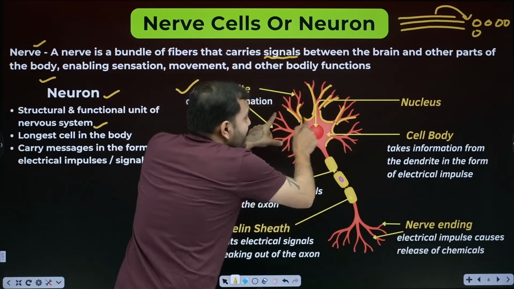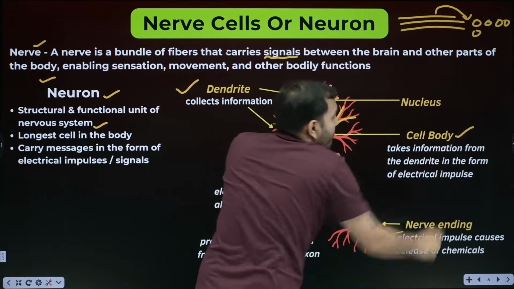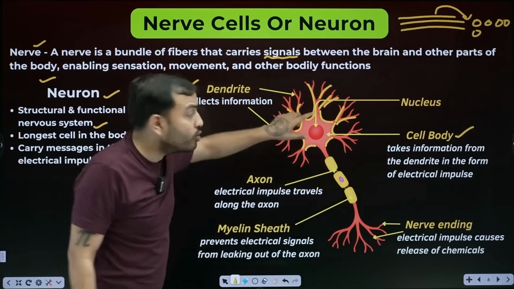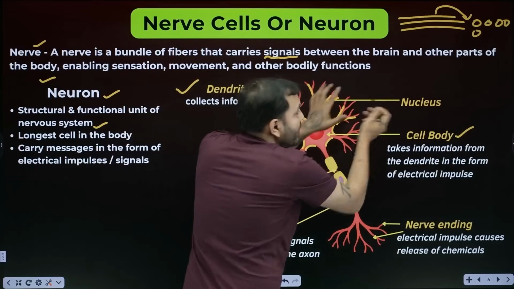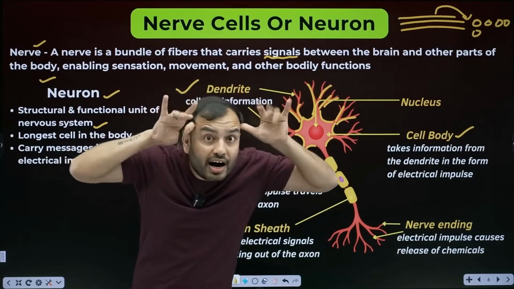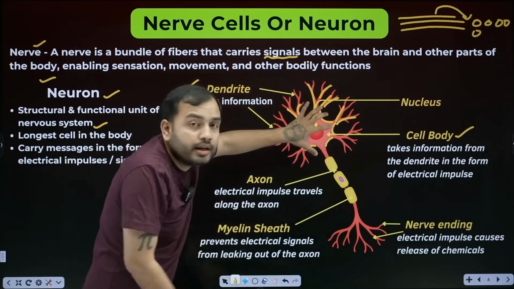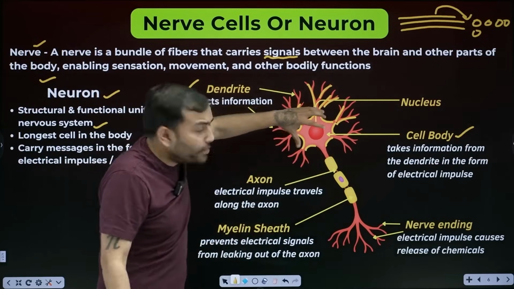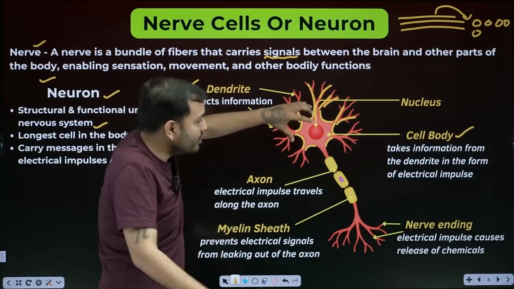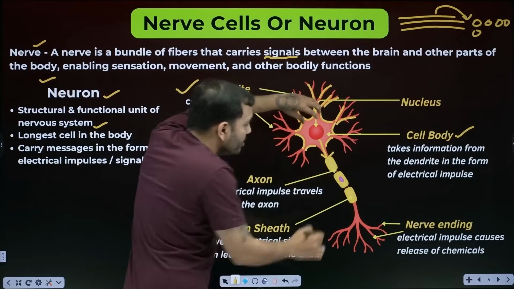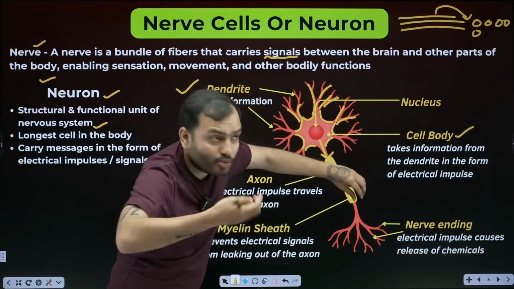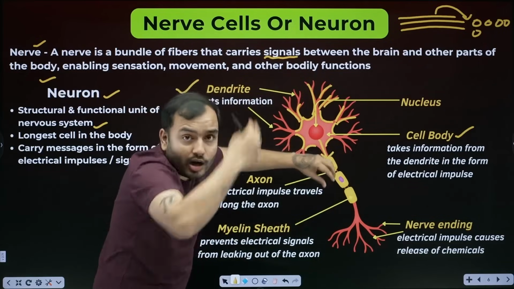You can also call it the cell body. Why is this part called the cell body? Because the cell's nucleus is inside the same part. So the dendrite attached above, what did it do? It caught the signal. Where did it bring it? Inside the cell body. The cell body sends the signal or electric impulse down towards the tail, saying take the signal and go pass it forward.